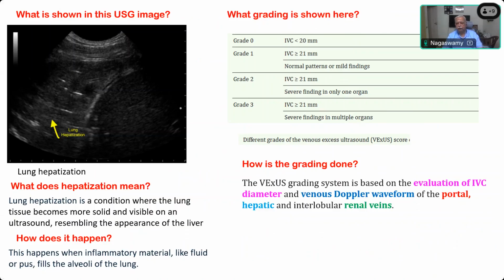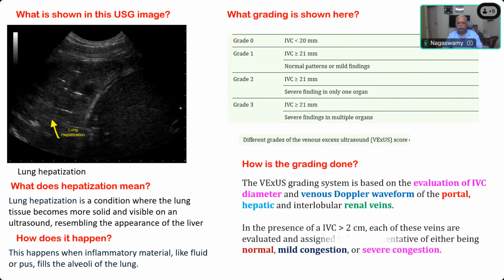VExUS grading is a system based on evaluation of IVC diameter and venous Doppler waveform of portal, hepatic, and renal veins. In the presence of an IVC of more than 2 centimeters or 20 millimeters, these veins are evaluated and assigned as representative of either being normal, mild congestion, or severe congestion. So it is one of the methods of identifying right-sided heart failure, because the IVC will be dilated with inadequate venous return to the heart, and that will reflect back onto the portal, hepatic, and renal systems. That's why it's called the venous excess ultrasound score. Okay.